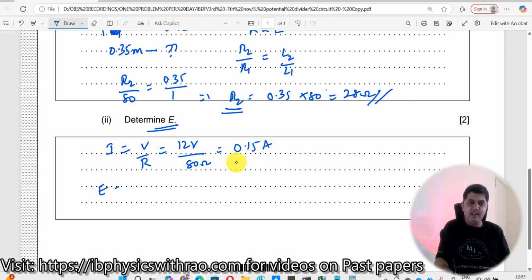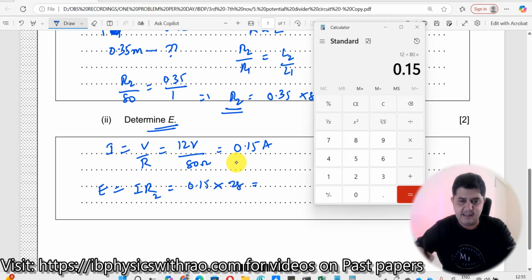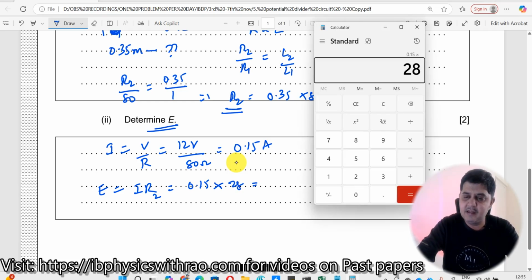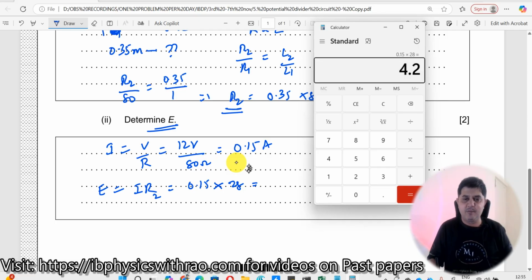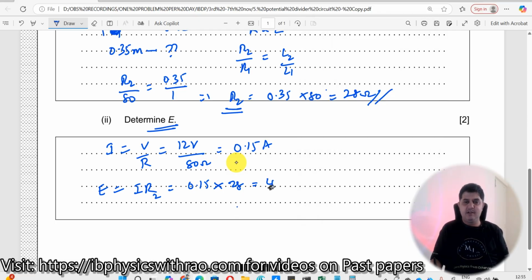What do I need? I need the value of V, which should be I times R2. 0.15 multiplied by R2. What is R2? 28 ohms. Sorry, once again the calculator. 0.15 multiplied by 28 would be 4.2. So the voltage here should be 4.2.